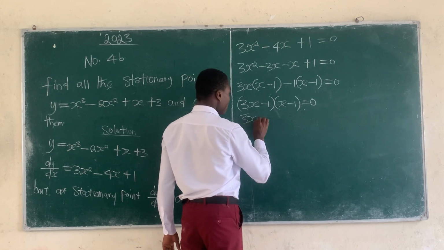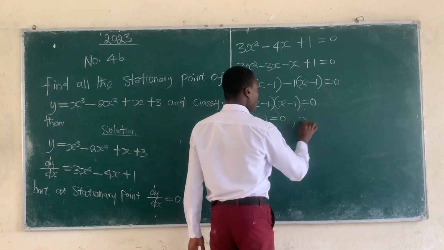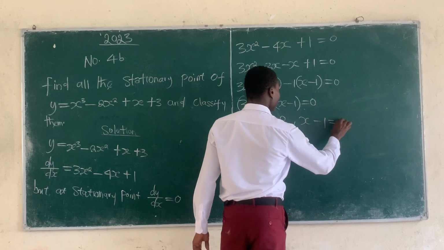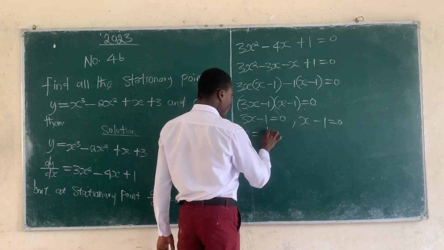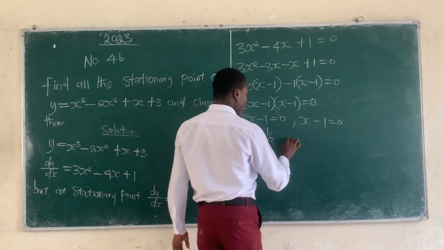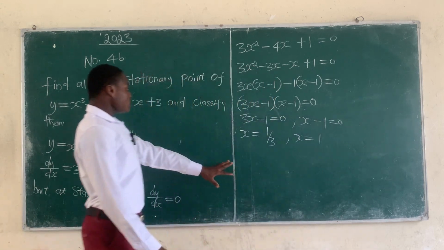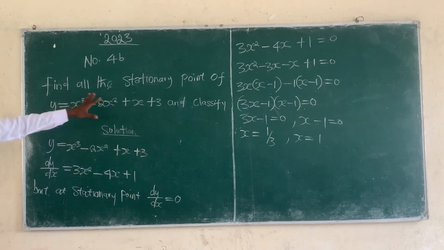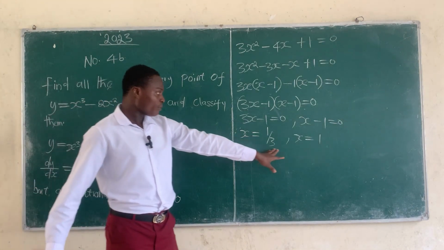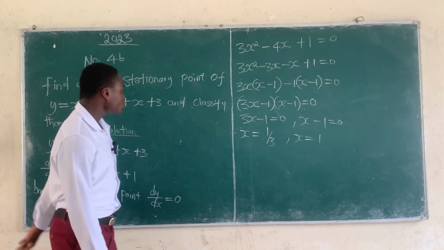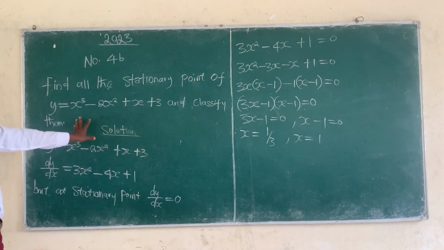So we have 3x minus 1 equal to 0, or x minus 1 equal to 0. So from here we have x to be equal to 1 over 3 and we have x here to be equal to 1. So this is the stationary point. The question asks us to find the stationary point of this function. So x equal to 1 over 3 and 1 are the stationary points. Then the next is for us to classify the stationary point.